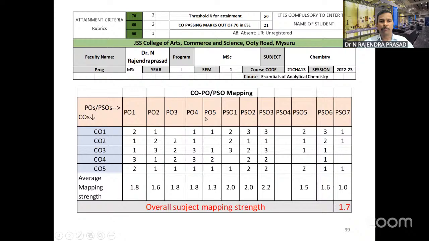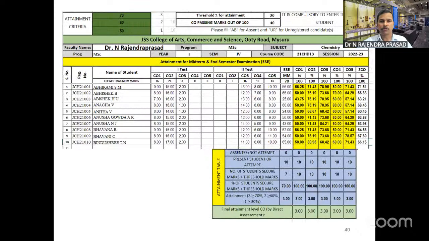So COs are mapped with POs. CO1 is mapped with PO1 with level 2. Why? Because 15 to 25% of the contact hours were used to cover the content related to CO1, or the assessment tools used to assess the student's performance related to CO1 are 2 or 3. So that's why the mapping level is 2. Similarly, mapping level 3, 2, you can see here. This is the first thing you have to do: mapping between CO and PO, CO and PSO.